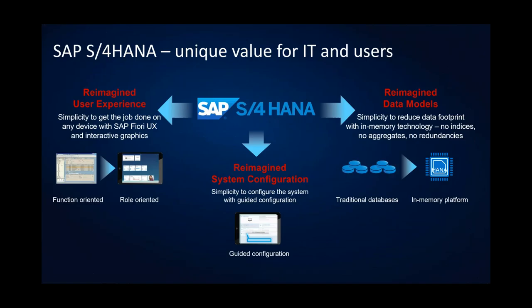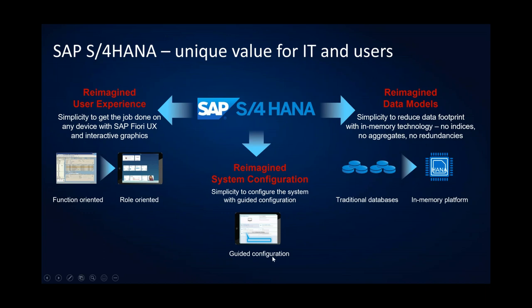Reimagine business model. Okay, now let's look at this. SAP S/4HANA unique value for IT and users. For the user, this is ECC in GUI, and this is on Fiori. So for the user, the biggest benefit is they get Fiori. They can use Fiori if they want to.